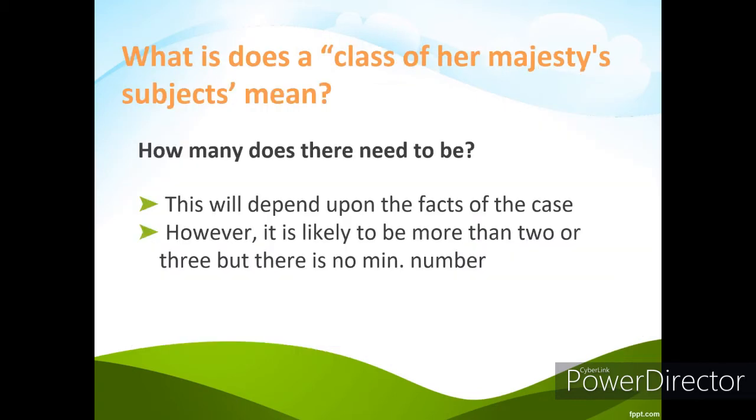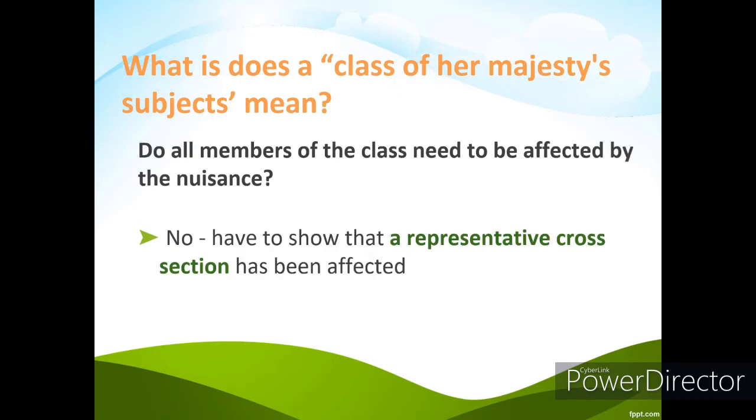So what does a class of Her Majesty's subjects actually mean? Well, this is actually going to depend on the facts of the case. However, it's likely to be more than 2 or 3, but no minimum number is laid down. Clearly, this is going to be an evaluation point. And do all members of the class need to be affected by the nuisance? The answer to this is no. However, in court, it would have to be shown that a representative cross-section has been affected by the public nuisance.